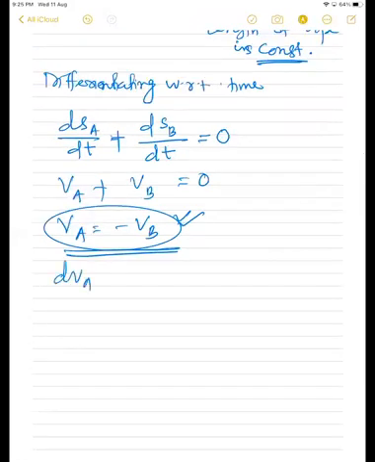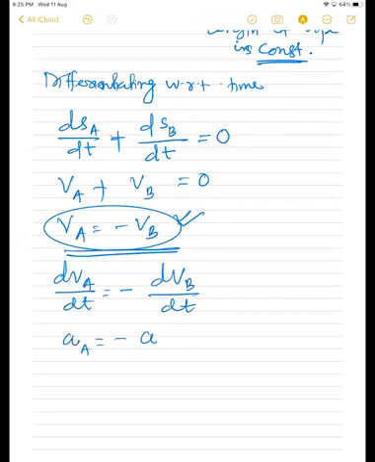Now I will differentiate velocity with respect to time. dVA by dt is equal to the derivative of VB with respect to dt, right? Then I get that the acceleration of block A will be equal to the negative of the acceleration of block B. That is clear to all? Yes or no?